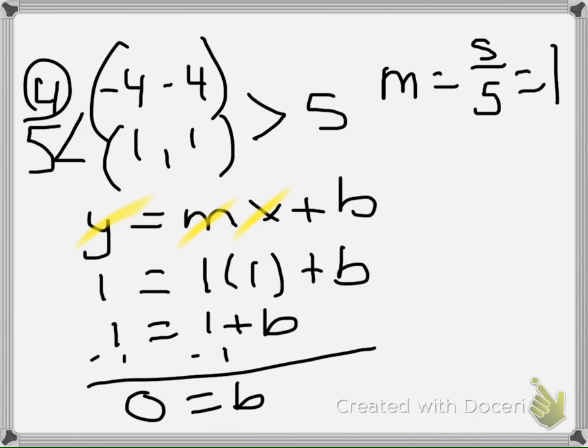Therefore, this is a proportional equation because it starts at 0, 0. So y, whoopsies, y equals x. Now I could write y equals 1x, but it's not in simplest form. It's because 1 times x is just x. So the answer is y equals x. One more. Number 5.